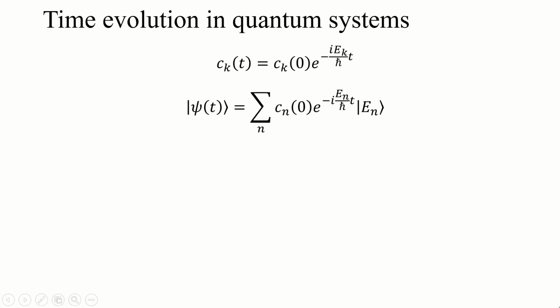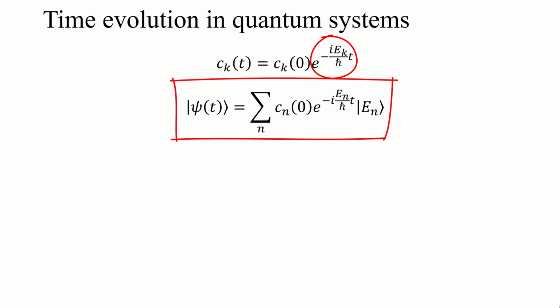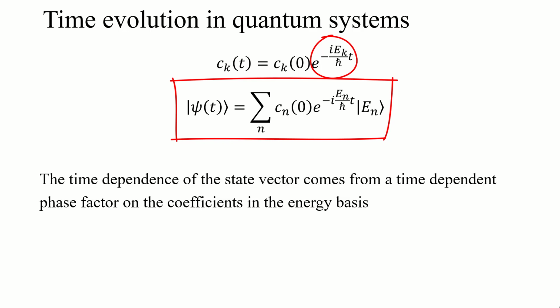We can now write that state vector as a function of time by just including this phase factor dependent on the energy of those states in our expansion in the energy basis. At t equals 0, we just had that c_k of 0. As time evolves, we get this additional phase factor on every coefficient in that expansion. So the time dependence comes from that phase factor on all the coefficients in the energy basis.